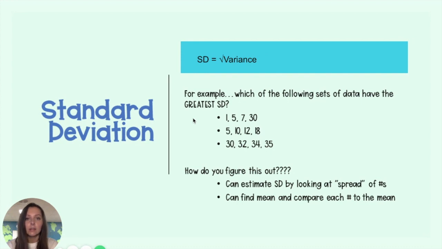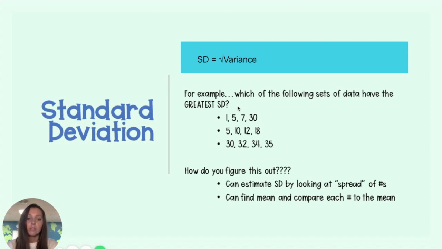So how do we figure out standard deviation, or at least how do we figure out which set of numbers is going to have the biggest standard deviation without calculating? We've got 3 different sets of numbers here. The first one is 1, 5, 7, 30. The second one is 5, 10, 12, 18. And the last one is 30, 32, 34, 35. So which one looks like it's spread out the most?